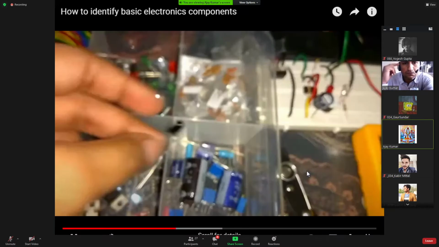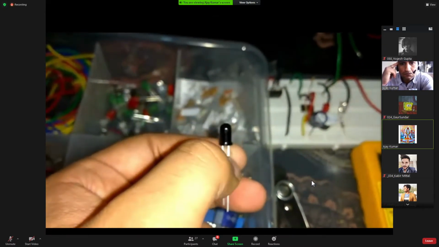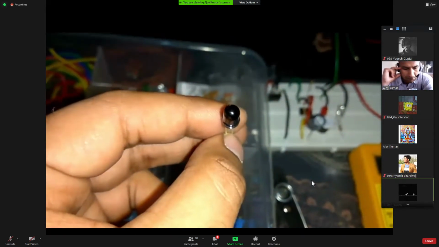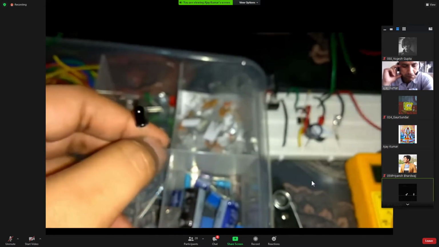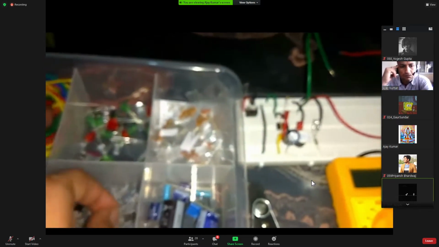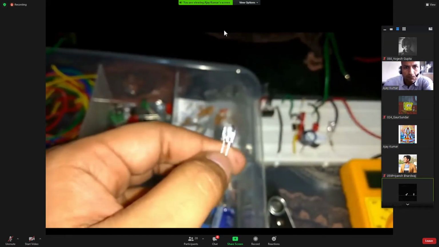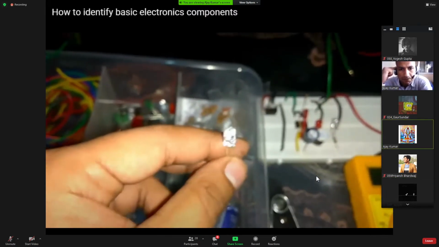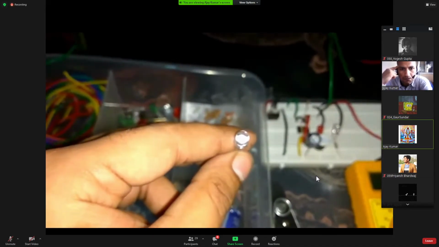Next type of diode, this is very famous. This is a photodiode. Identification: it is black in color. It is used for IR circuits. The photodiode is used in combination with an IR LED. This one is an IR LED. It is white from the base, and IR means infrared. We are not able to see its radiation with the naked eye, so it is only visible in a camera.